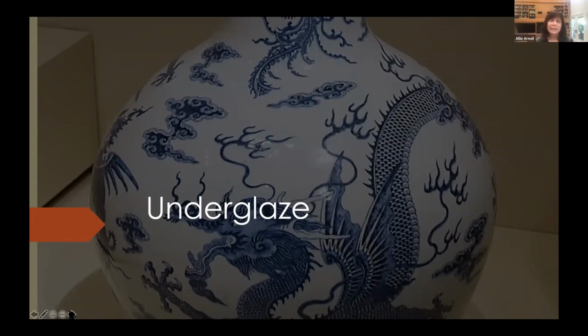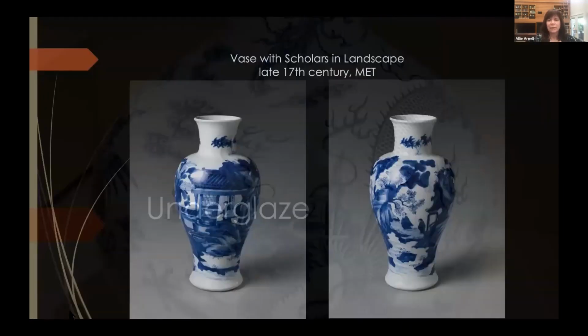This is a type of production where you put the color on prior to the high firing of the vessel. And there are only two colors in the time period that we're talking about that could be used in underglaze production, and that was blue and red. And if you have an example where the red looks really red, because it's very hard to actually achieve, that is a celebration, that's a victory. So let's just look at a few examples.